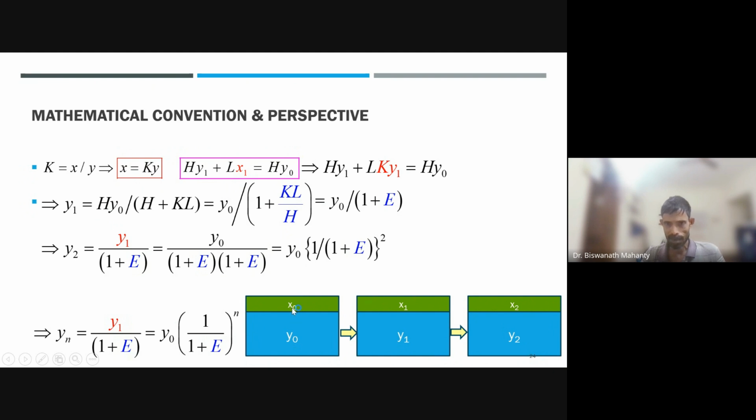And the concentration coming into organic phase is x0, x1, and x2, that way. And our aqueous phase is y0, first extraction y1 and y2. This way we can proceed. Then after n stages, we can have y0 into 1 by (1 plus E) power n. N is the number of stages we are considering here.